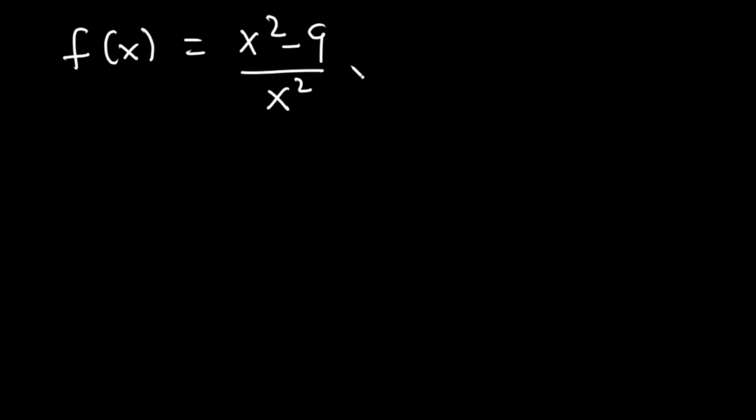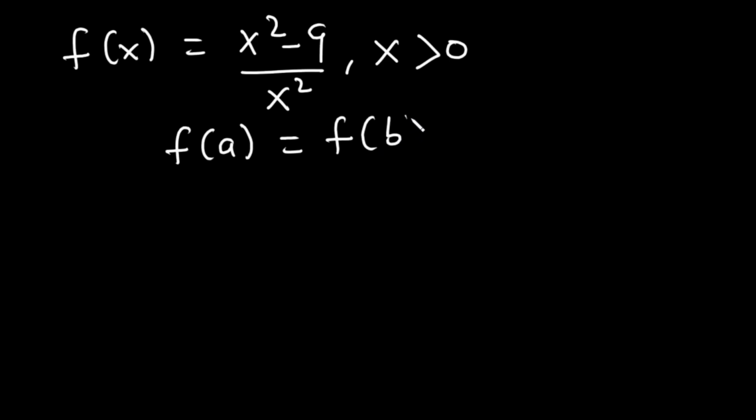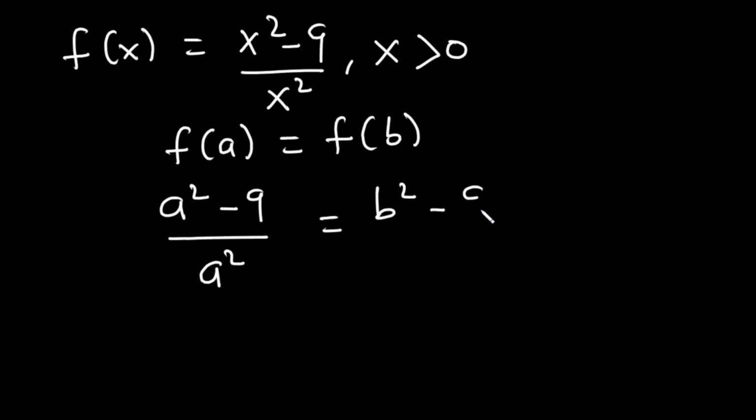Let's solve this. How do we prove that the function f of x is equal to x squared minus 9 divided by x squared, where x is greater than 0, is 1 to 1? So we know that f of a is equal to f of b. And then f of a is a squared minus 9 divided by a squared, which is equal to b squared minus 9 divided by b squared.